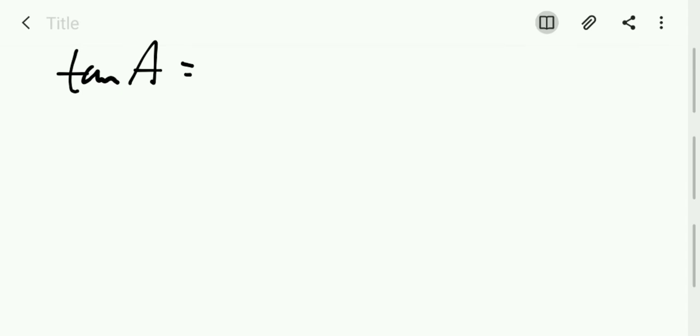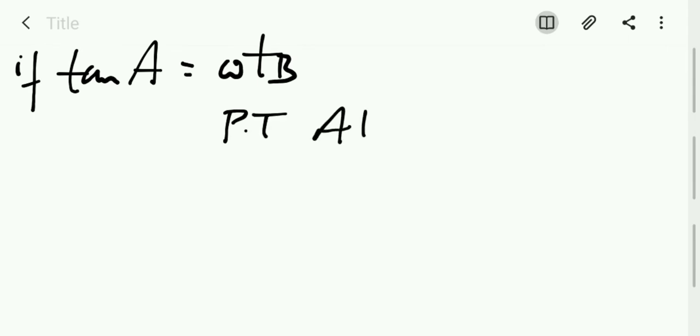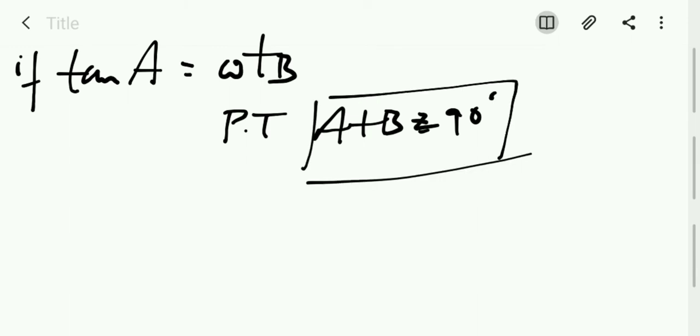Now we shall solve another sum. If tan A is equal to cot B, prove that A plus B is equal to 90 degree. Now what we need to prove is that A plus B is equal to 90 degree. So you need to prove this. Now will you please remember what we taught at the beginning of the session?